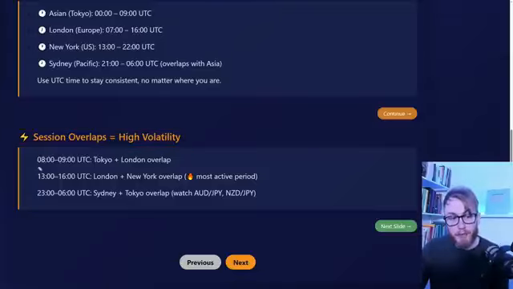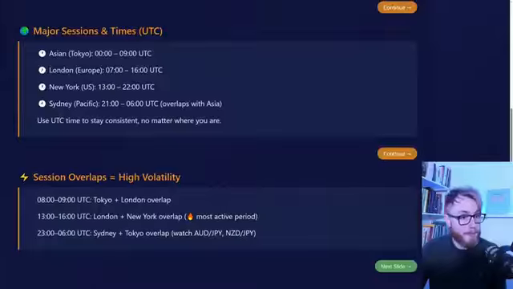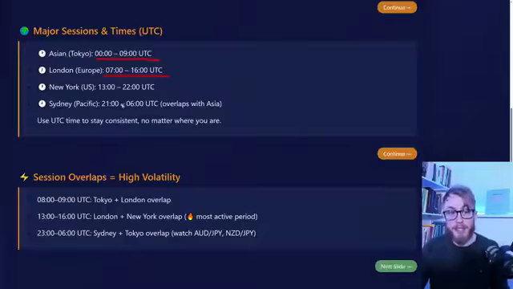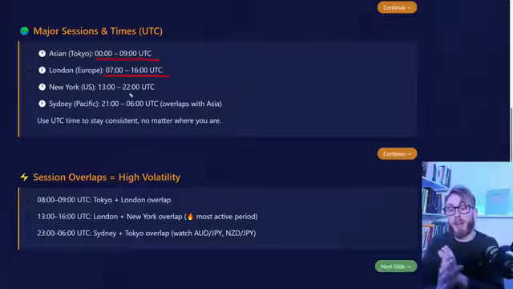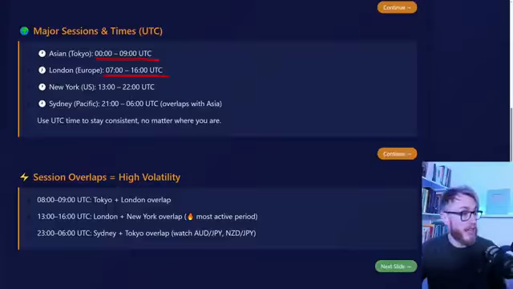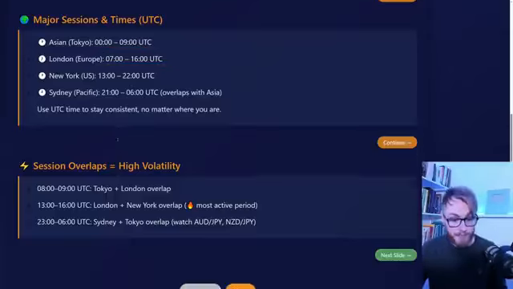So for example, from 8 to 9 UTC, or I actually think it's all the way from 7 to 9 UTC, Tokyo and London overlap, because remember, we have the Tokyo session from 0 to 9 UTC, and the London session from 7 to 16 UTC. So we do have an overlap, and this will basically increase trading activity.